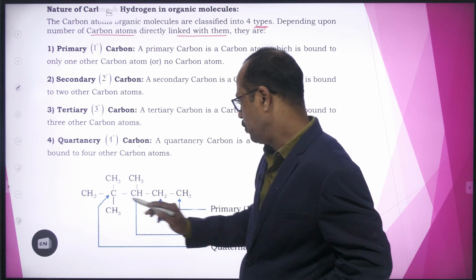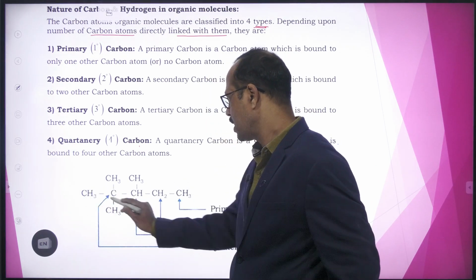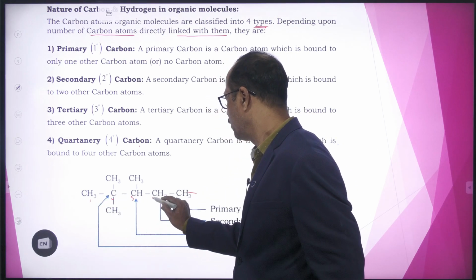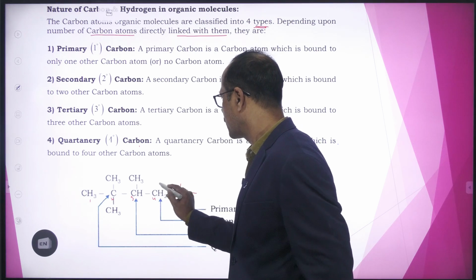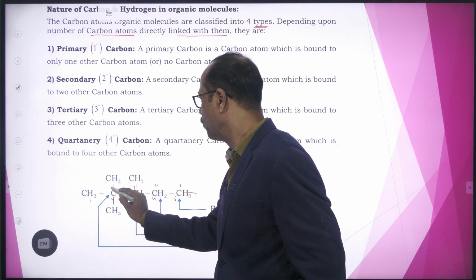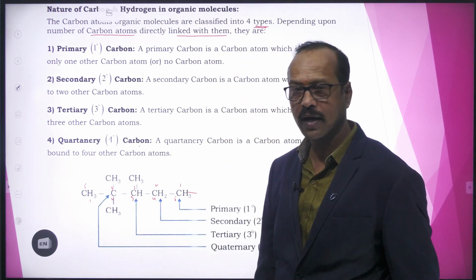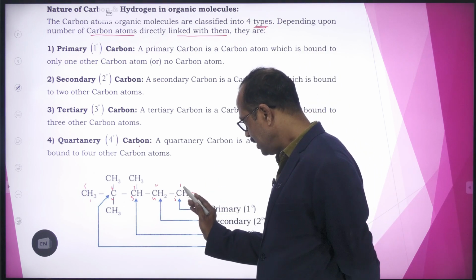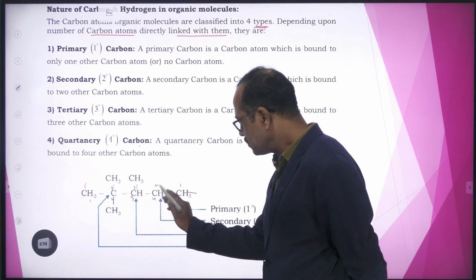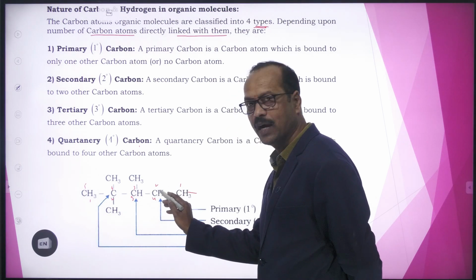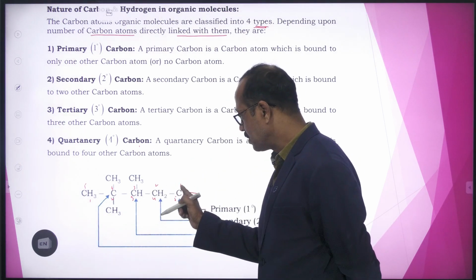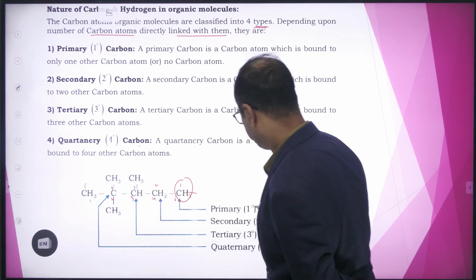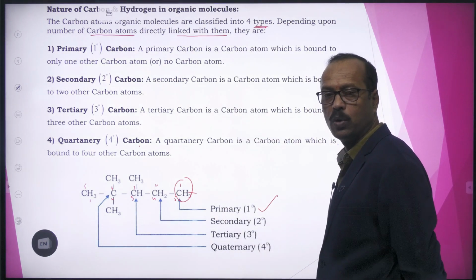Now here you see there is one compound. 1, 2, 3, 4, 5 carbon atoms are there in this chain. You can count like this, also you can count 1, 2, 3, 4, 5. Like this 5 carbon atoms are there. Now see here, this is the last one I am taking. This carbon is not attached with any other carbon on the right, but on the left side it is attached with only one carbon. So this is called a primary or 1 degree carbon.